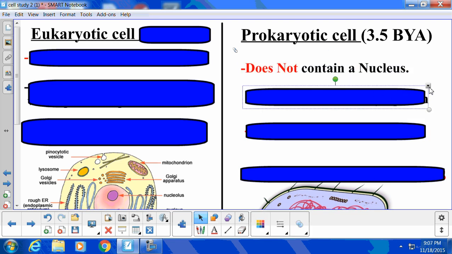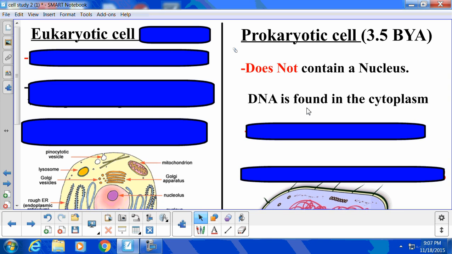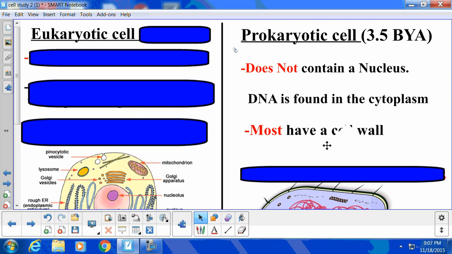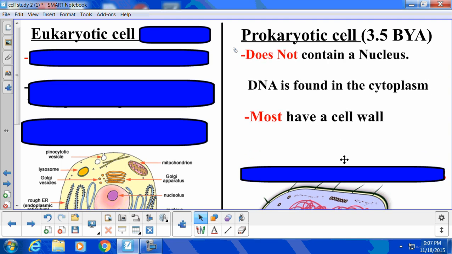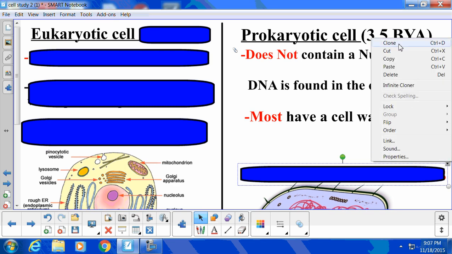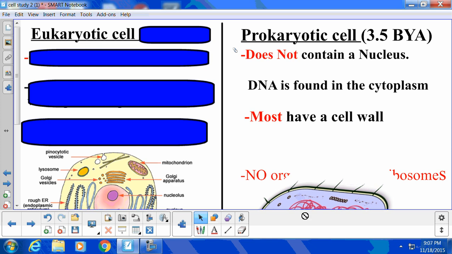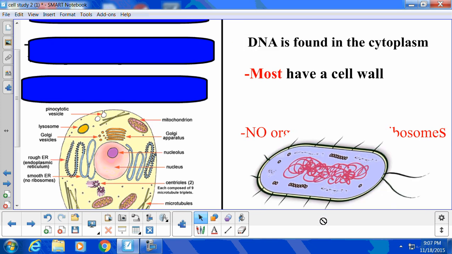Does not contain a nucleus. DNA is just floating around in the cytoplasm. Most of them may have a cell wall. Bacteria have a cell wall, and so they usually get protected from damage that way.